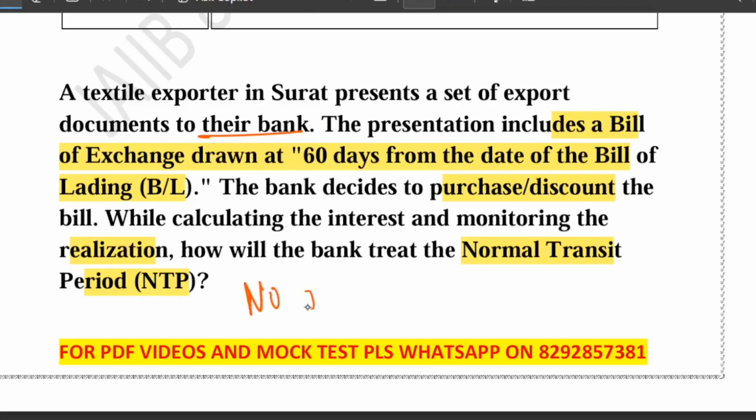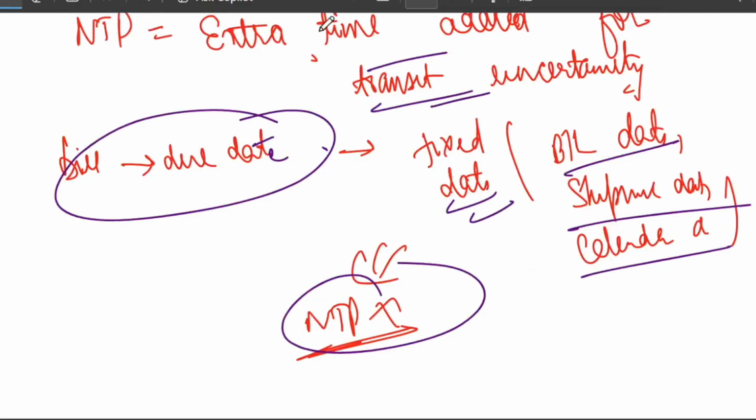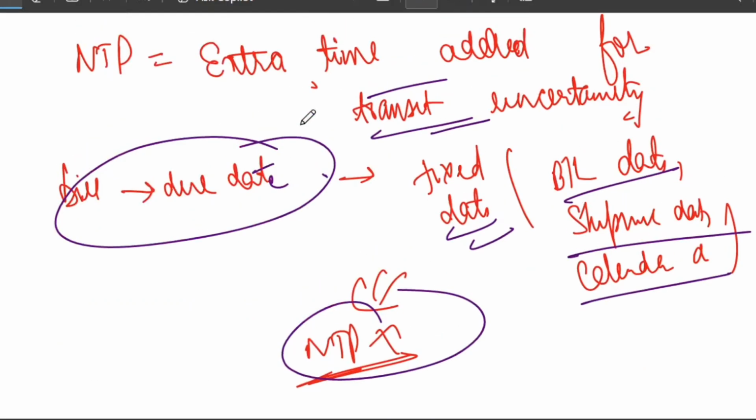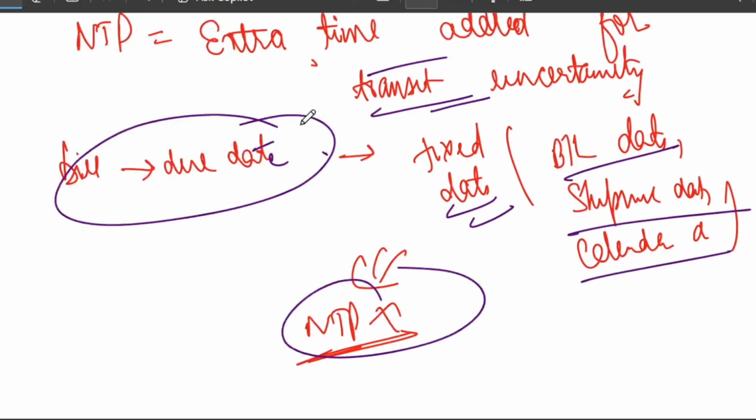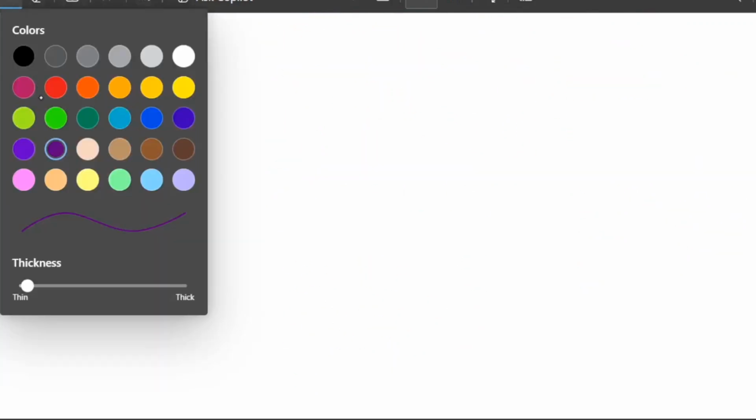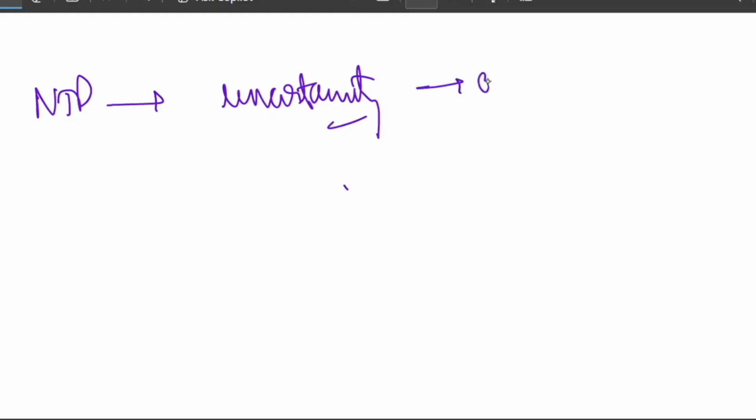No NTP. Why? Because the bill already has a fixed due date. What is the fixed due date? Fixed due date is 60 days from the bill of lading date. NTP is used when there is uncertainty about when the bill will be accepted, like in the case of sight bill. Please understand, it is a very, very important concept. So NTP is used whenever there is uncertainty about acceptance of the bill.